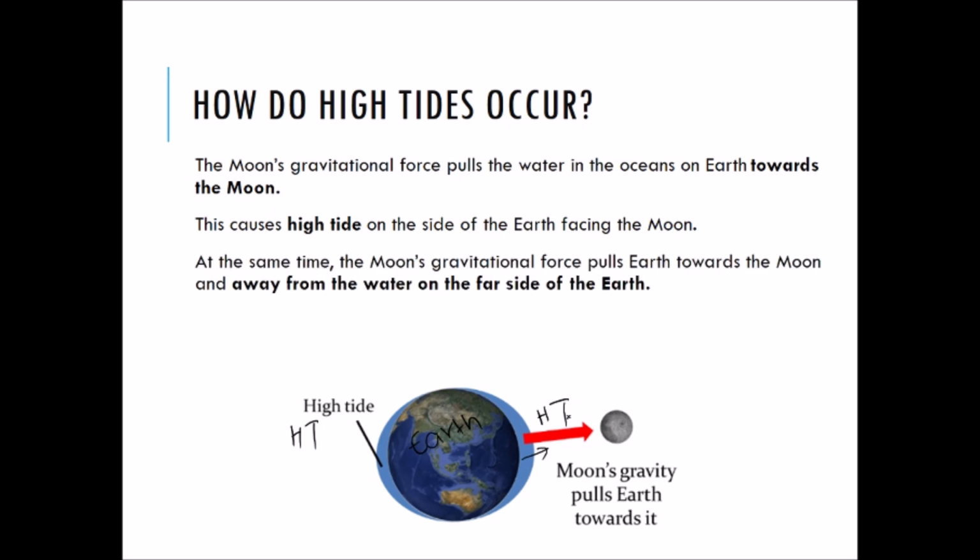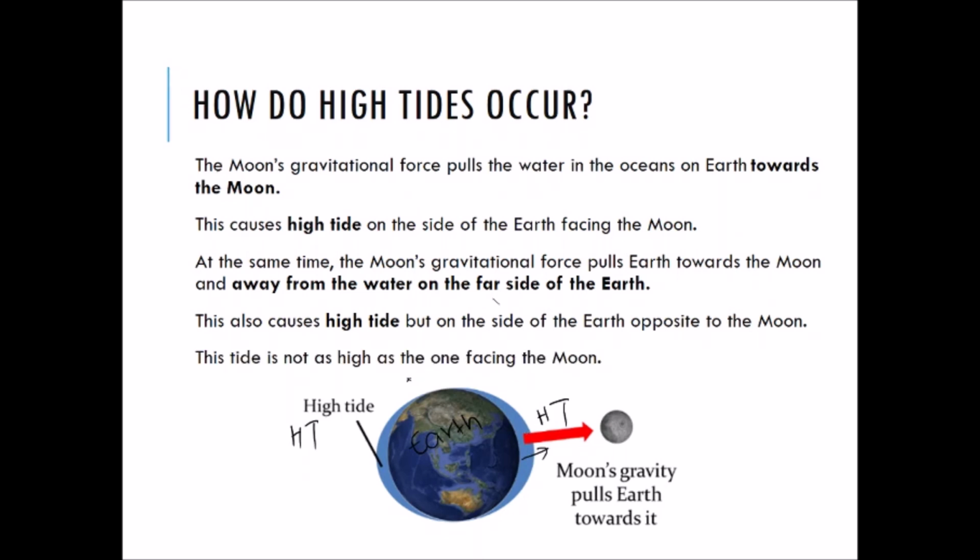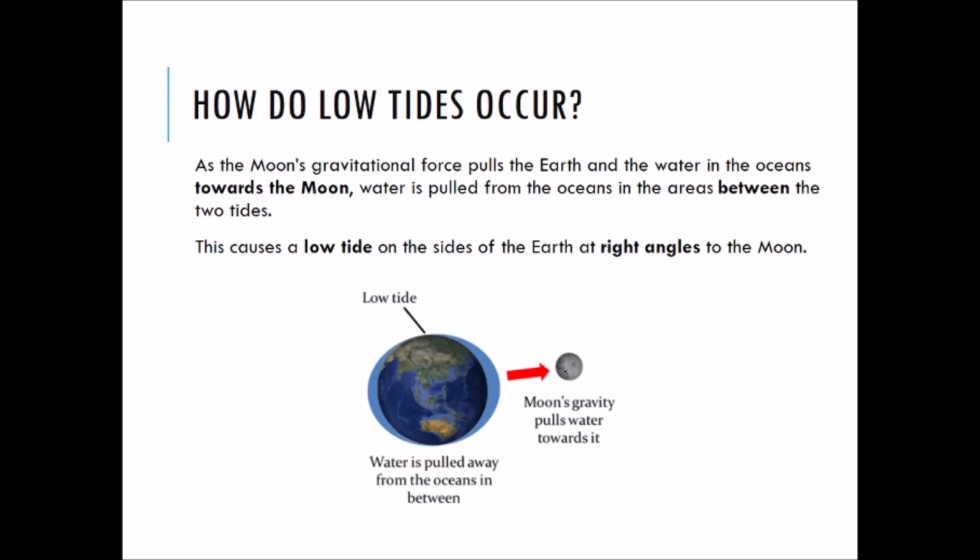At the same time, the moon's gravitational force pulls Earth towards the moon and away from the water on the far side of the Earth. So this causes high tide, but on the side of the Earth opposite the moon. So opposite this, the tide is not as high as the one facing the moon. So this is these ones. See how we don't really see the tide as high here? Okay, so they're called low tides.